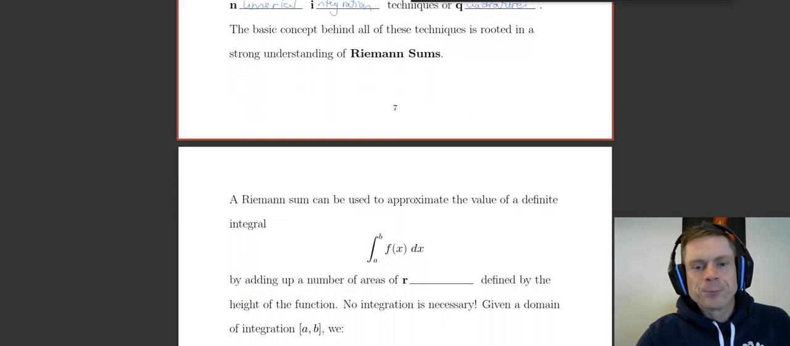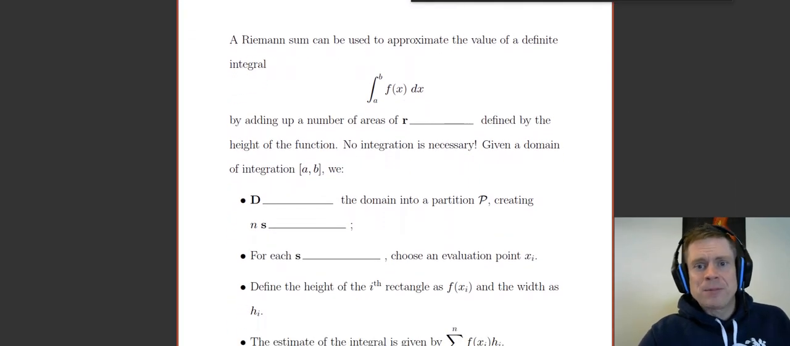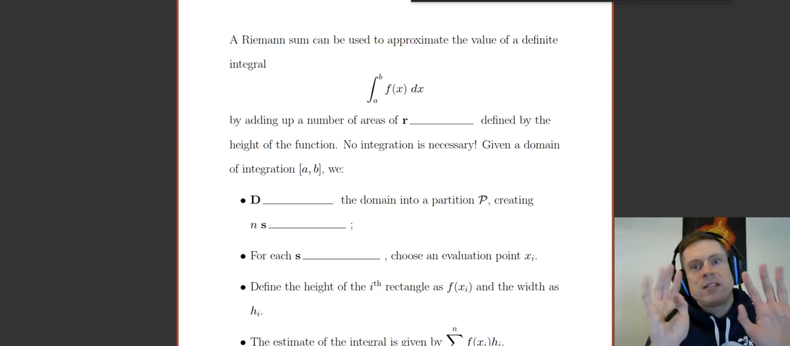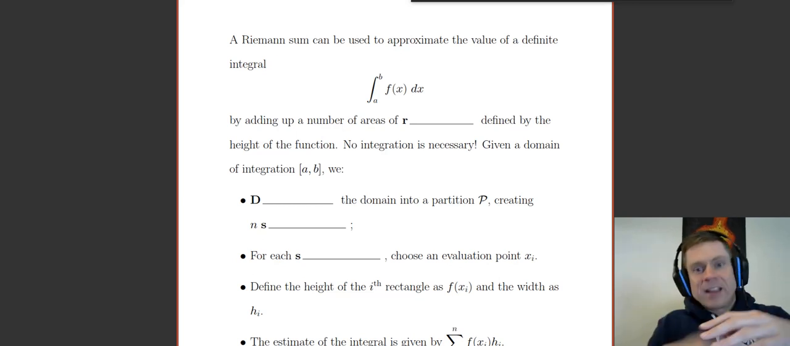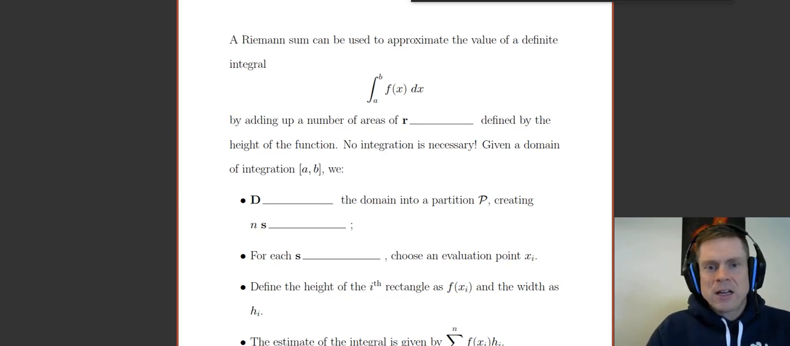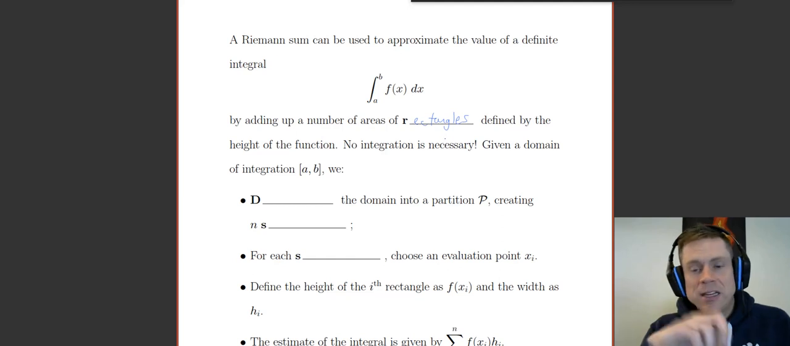A Riemann sum is nothing more than a simple way of approximating the value of a definite integral. Thinking of this thing, the integral from a to b of f of x, as an area, the true value is the area under the curve and above the x-axis. Technically, if f is negative, then you have a couple of areas, one subtracted from the other. But to keep things simple, it's useful to think of this in terms of areas. We can obtain an estimate of this by adding up a number of areas of rectangles, defined by the height of the function without doing any integration whatsoever.